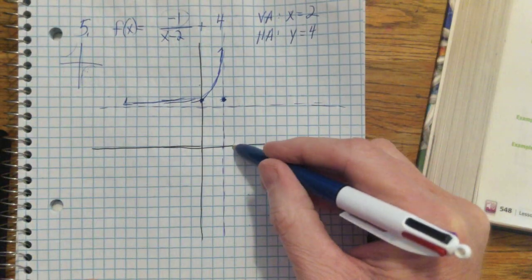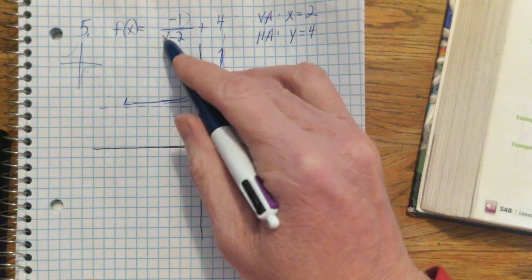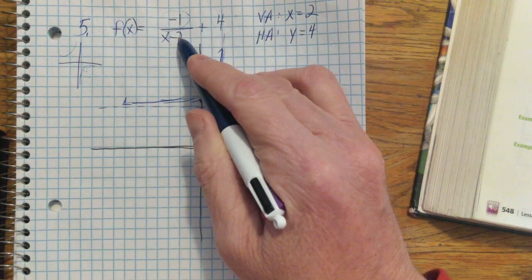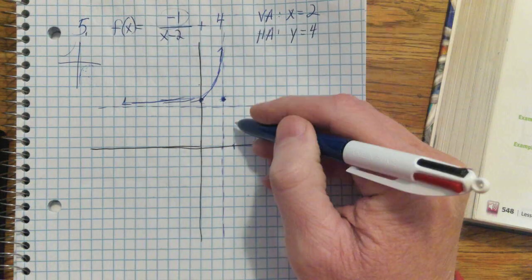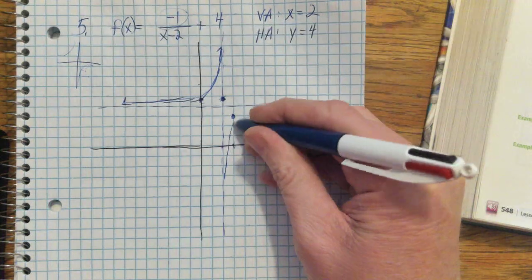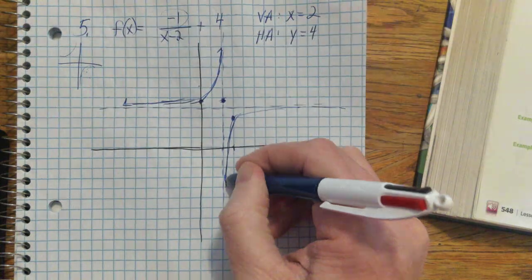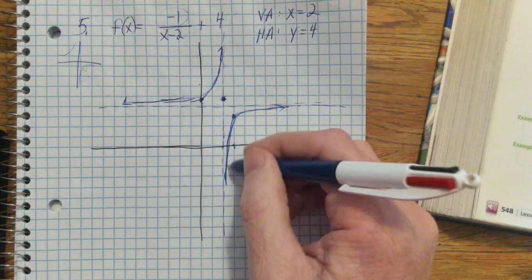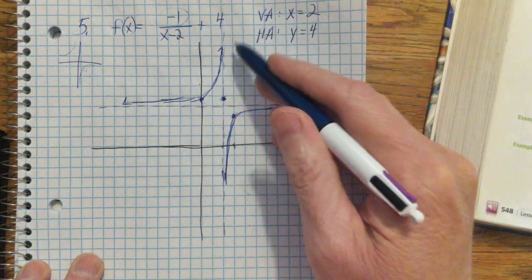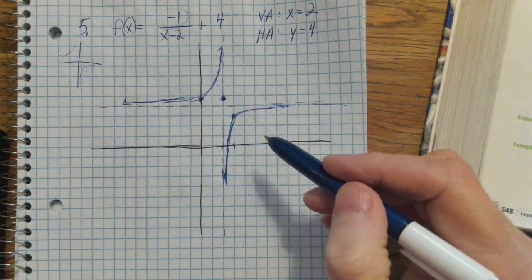Now when x is 3, I went on this side, now I'm going to go on this side. 3 minus 2 is 1. Negative 1 divided by 1 is negative 1, plus 4 is 3. So that point's right there. I'm going to draw that curve right there. Not being super precise, I am putting one point down so that I know one place to put each of those two curves.